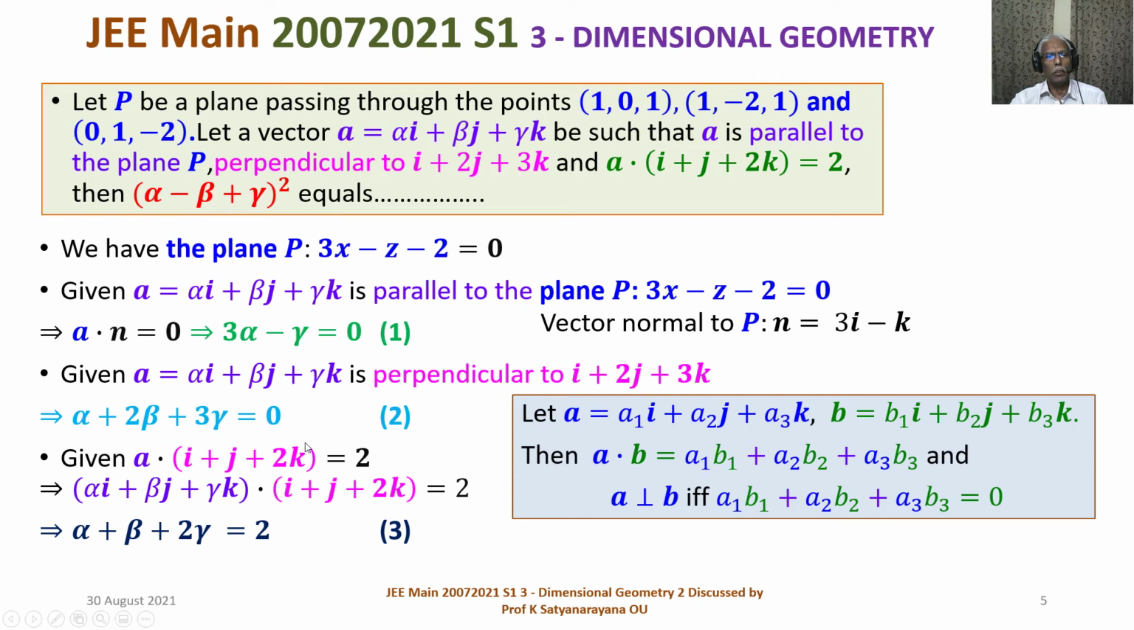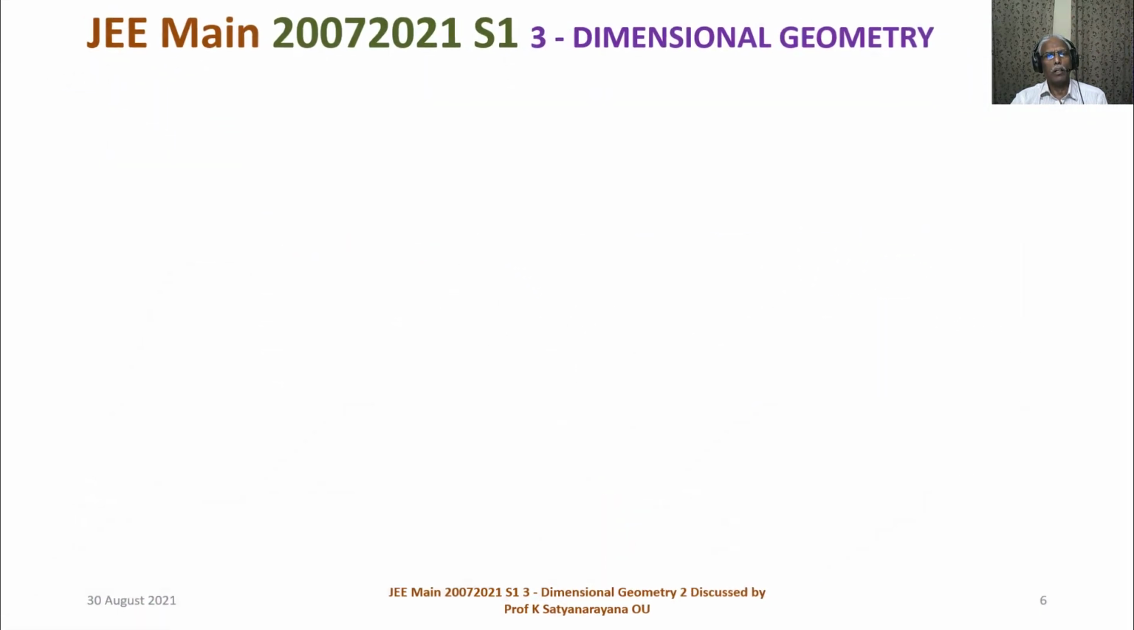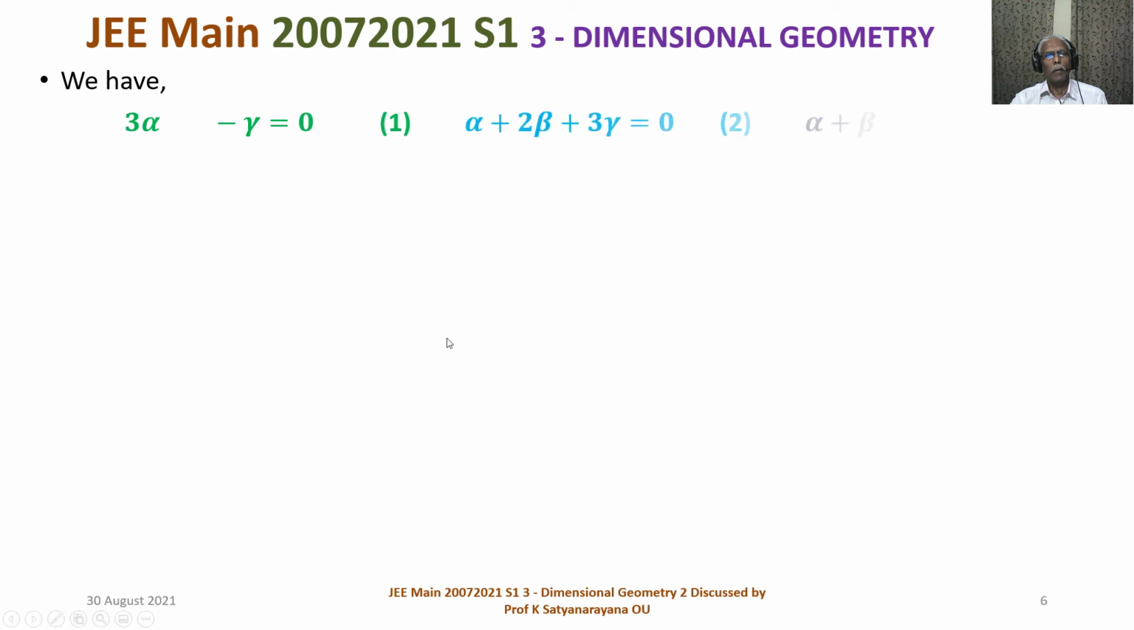We got three equations in three unknowns, but these are non-homogeneous equations. So we have to solve to get the answers of alpha, beta and gamma. We have these three equations. Now, to find the values of alpha, beta, gamma, you can do it by whatever method you want, but I will show you a matrix method.